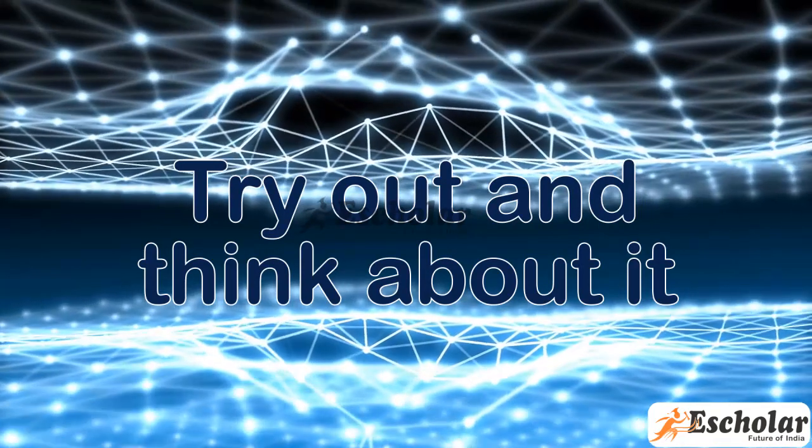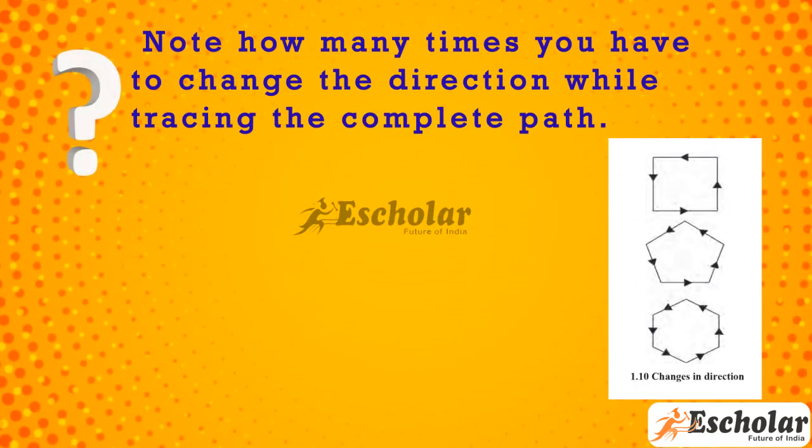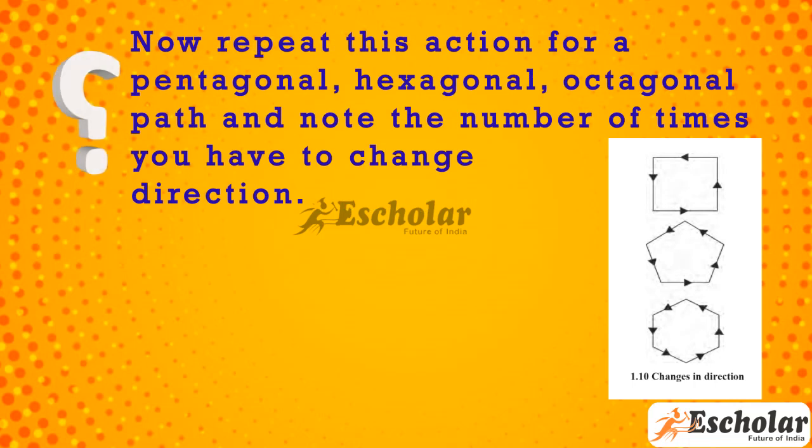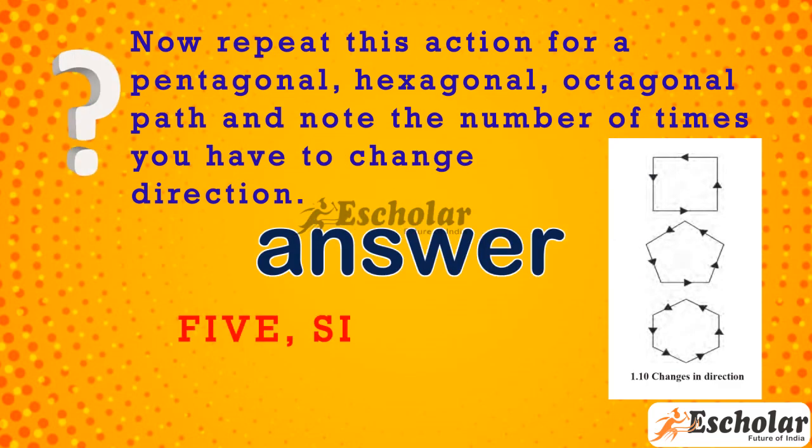Try out and think about it. Note how many times you have to change the direction while tracing the complete path. Answer: 4. Now repeat this action for a pentagonal, hexagonal, and octagonal path and note the number of times you have to change direction. Answer: 5, 6, 8.